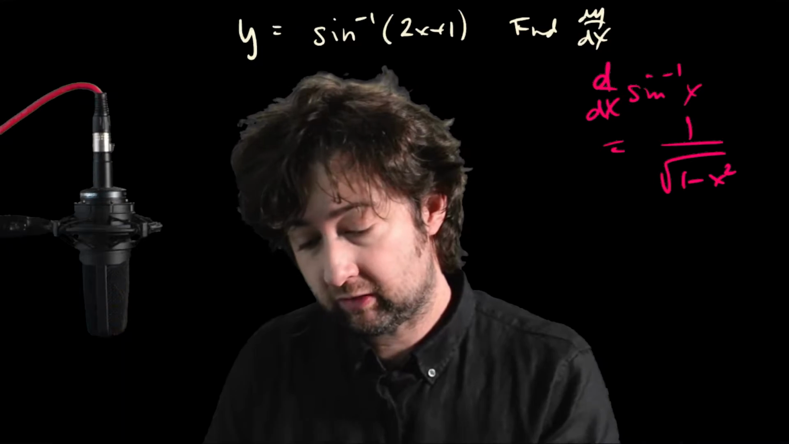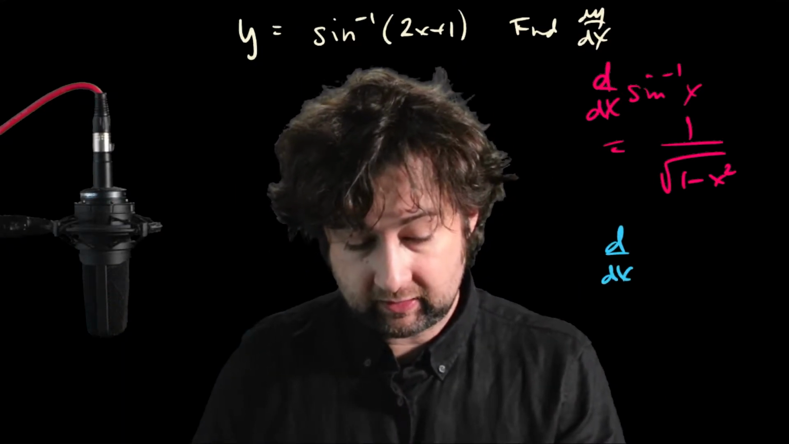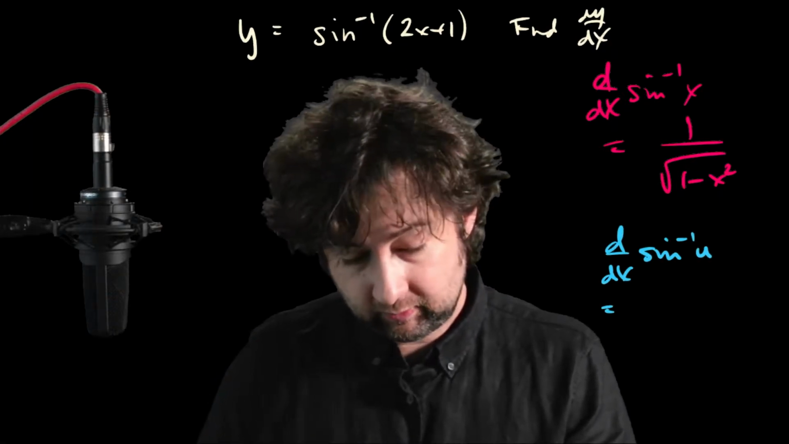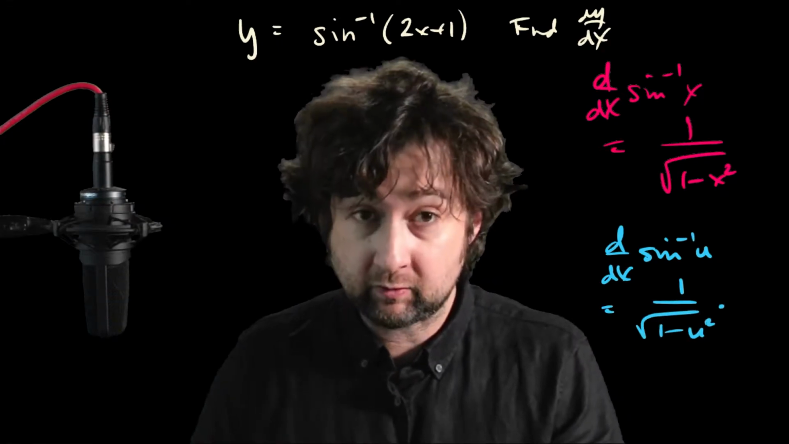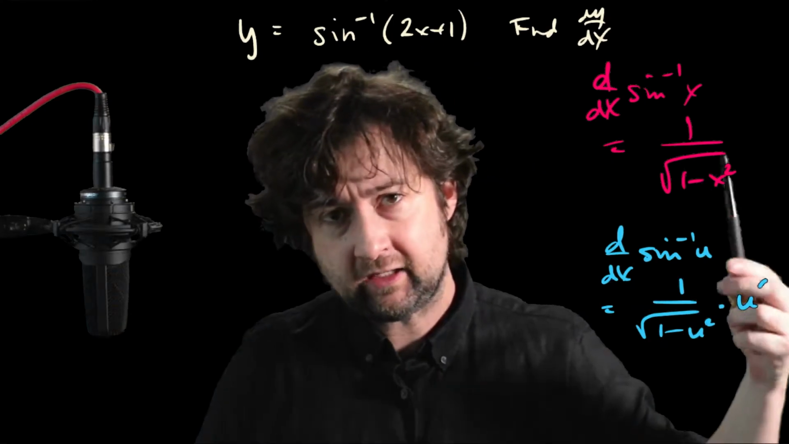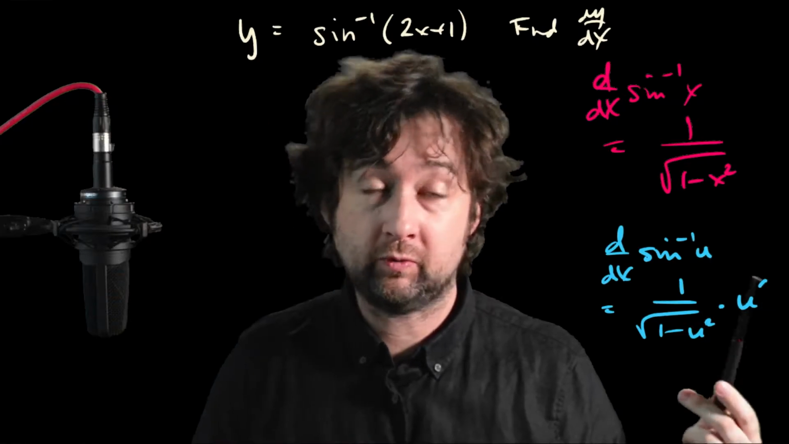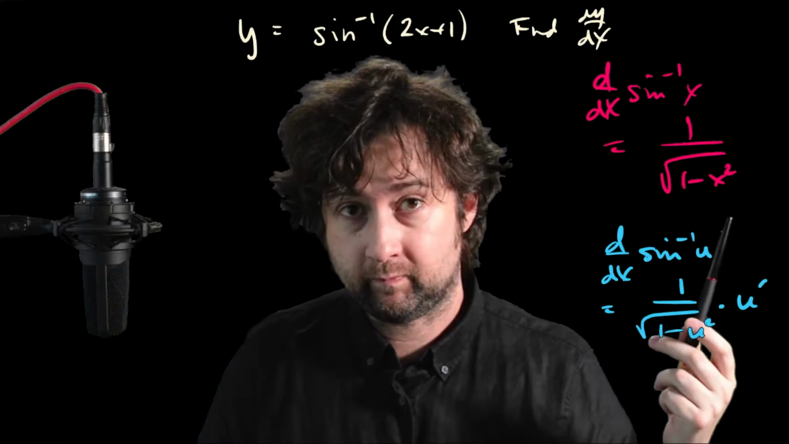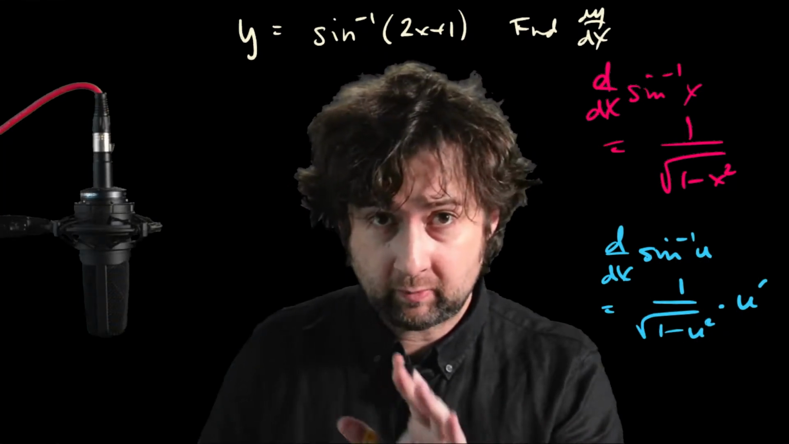What that means more generally, if I think about this in terms of a chain rule, is that d by dx of the inverse sine of some function u is going to be equal to 1 over the square root of 1 minus u squared, but then I have to multiply by the derivative of u. Anytime you have a derivative rule, you automatically have a chain rule form that goes with it just by plugging the u in for all the x's and multiplying by a u prime. This is where people tend to go wrong with these.